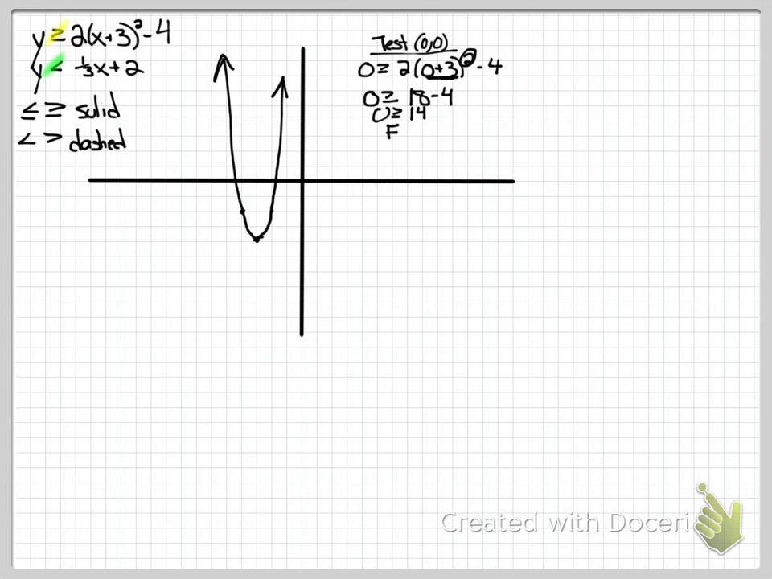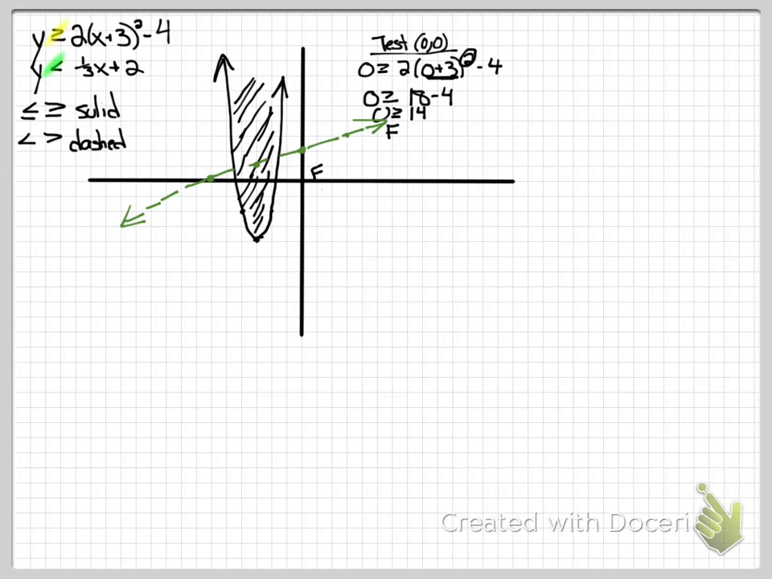So since I tested 0 and it was false, that's on the outside of the parabola, so that must mean the inside of the parabola is true. So it's hard for me to do it on the iPad, but lightly shade or put some stripes inside the parabola. That's half of it. Now we need to graph the line. So I'm going to switch colors. You go ahead and graph the line as if you would in Algebra 1, and then see if it matches mine when you're done. Keep an eye out for solid and dotted lines.